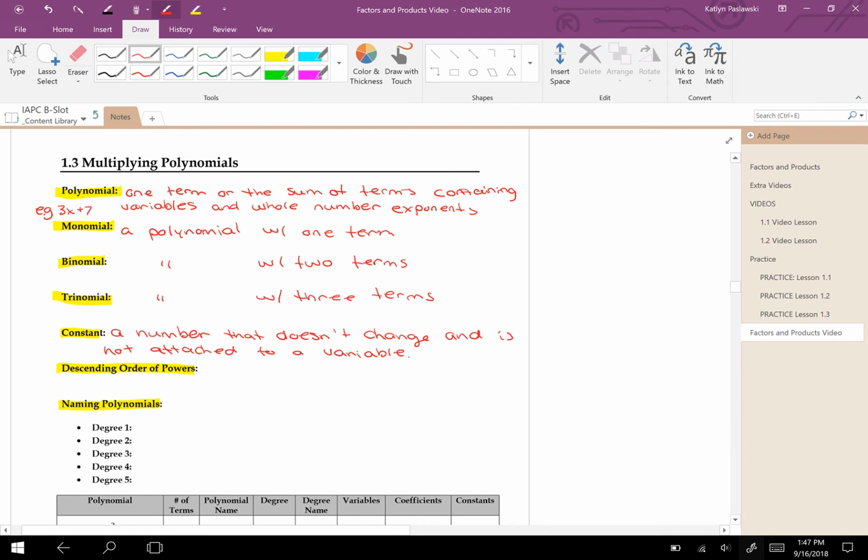Descending order of powers is how we're going to be writing polynomials according to the highest exponent. So 7x to the power of 4 plus 3x to the power of 3 plus 2x to the power of 2 plus x, that has the power of 1, which we wouldn't write, followed by a constant. So this would be an example of descending order according to the power.